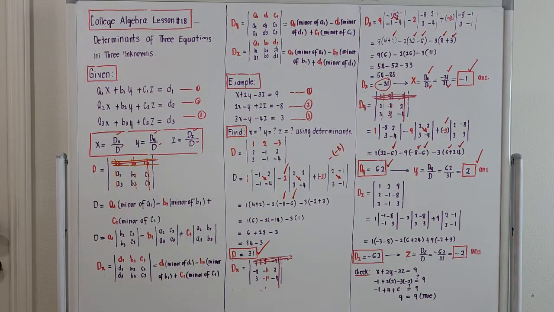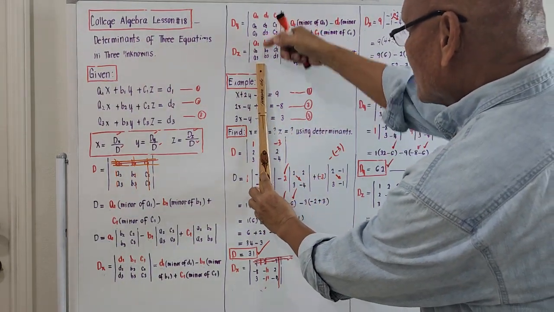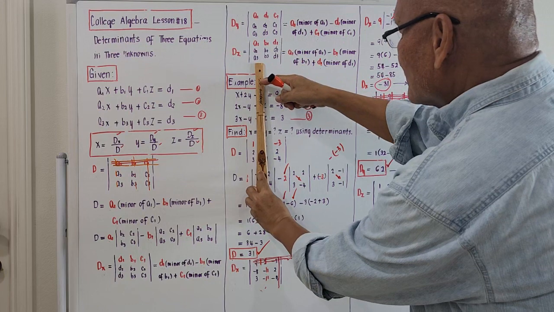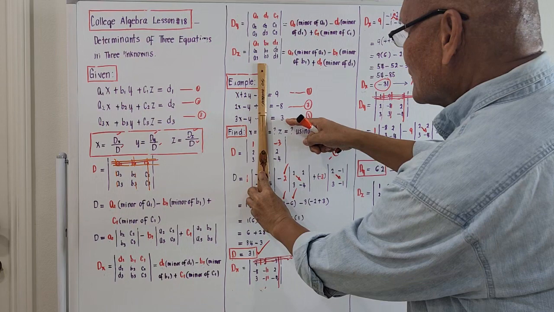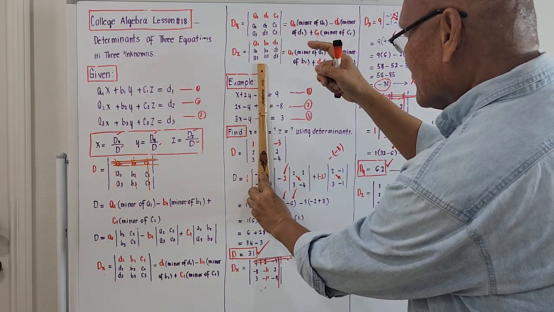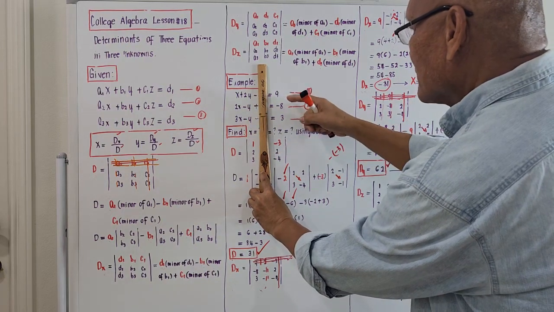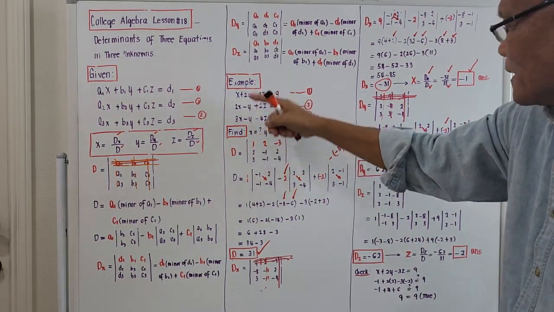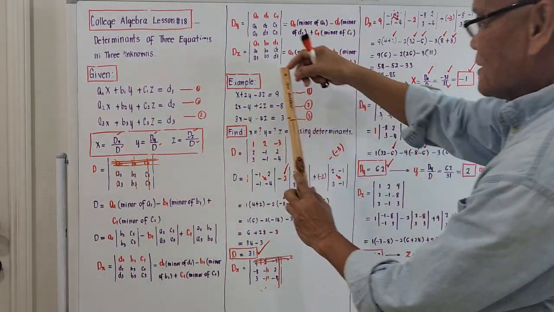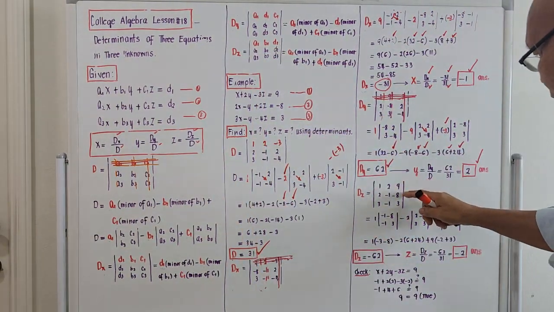Okay? For the matrix for dz, we cover this column here. Column is the one that goes up and down, right? Then we replace that covered column by the values 9, minus 8, and 3. So the elements inside the matrix for dz will be 1, 2, 3, 2, minus 1, minus 1, and 9, minus 8, and 3.